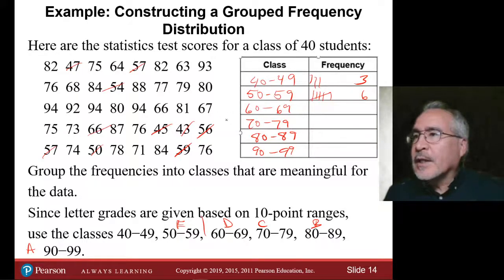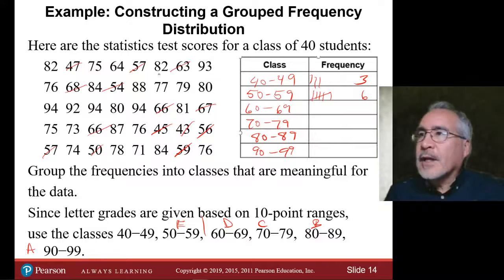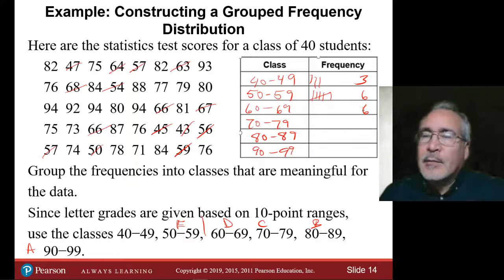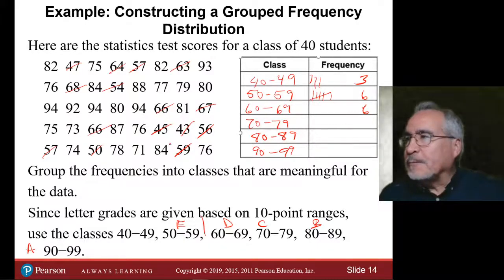Here's 1, 2, 3, 4, 5, 6. So I don't need to do the tallies. I could just keep track in my mind. Just depends on how you want to do it. Multiple ways.